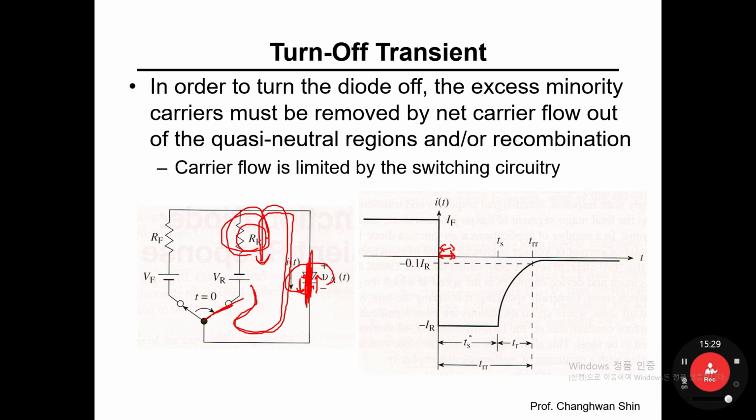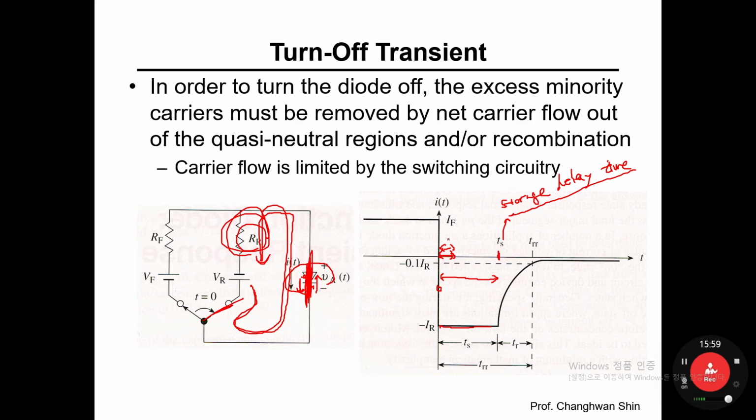So that is the main reason why minus I_R has been flowing for a while. For what time? Yes, from 0 to T_S. This T_S is going to be defined as the storage delay time. This would be used as a figure of merit to evaluate the transient response performance of the PN diode.